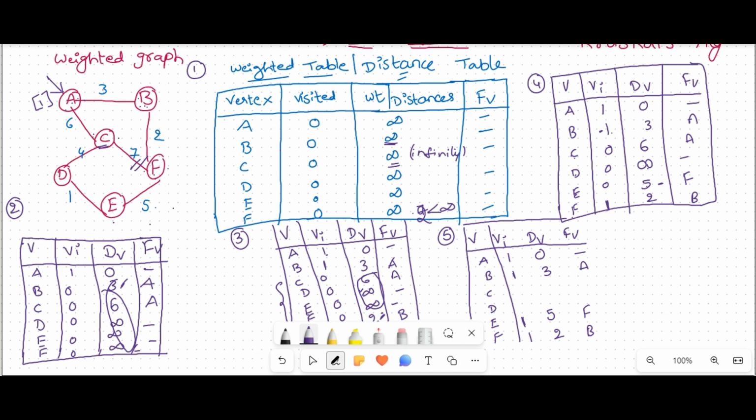Now find out E adjacent vertices. D and F. F already visited. Find out D. E to D distance is 1 unit. Distance is here infinity. So here it is. These are unvisited. This is 1 unit. From which vertex? Which one we have visited now? E vertex we have visited. From the vertex E. Okay. Now C vertex is as it is. 6. A.